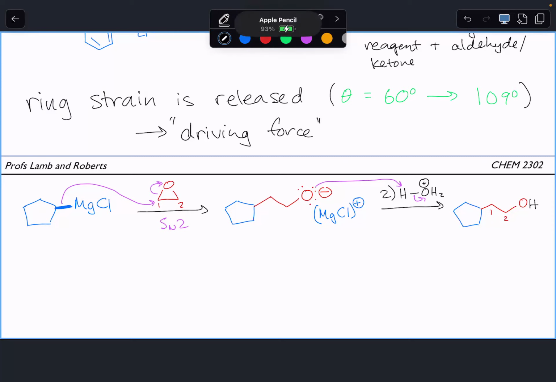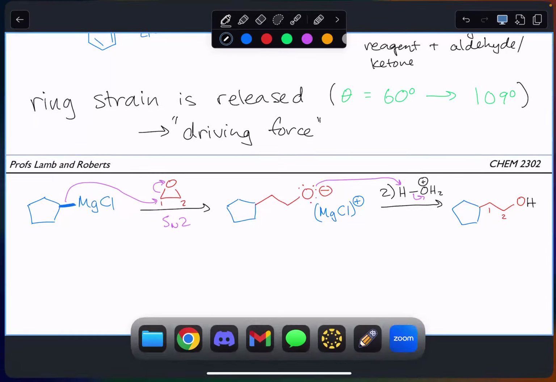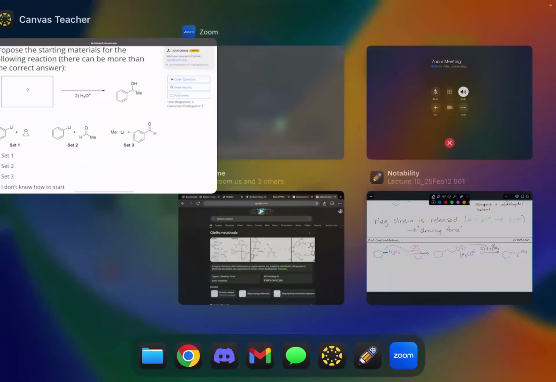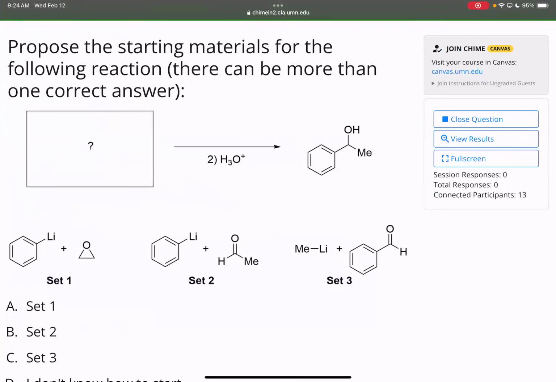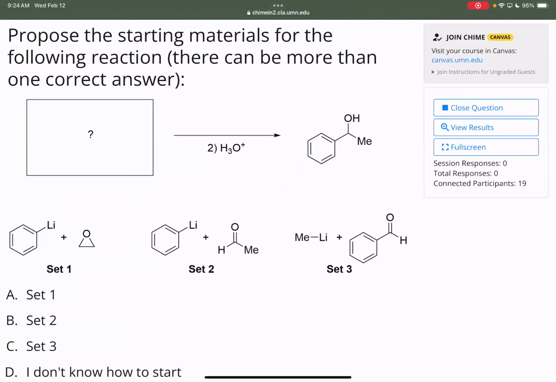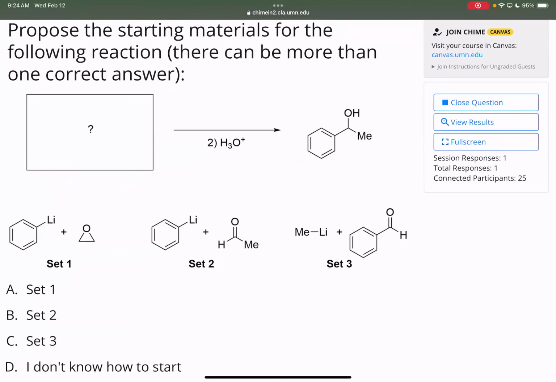We're going to compare this reaction to the one of organometallic reagents with carbonyls. So here's a thinking backwards, so this is a propose-the-starting-materials type question. I want you to propose the starting materials for the following reaction. I'm giving you the product, and that there's a second step for the aqueous acidic workup, and I'm giving you 3 sets of potential organometallic compounds and electrophiles, and I want you to tell me which ones will give the product shown.